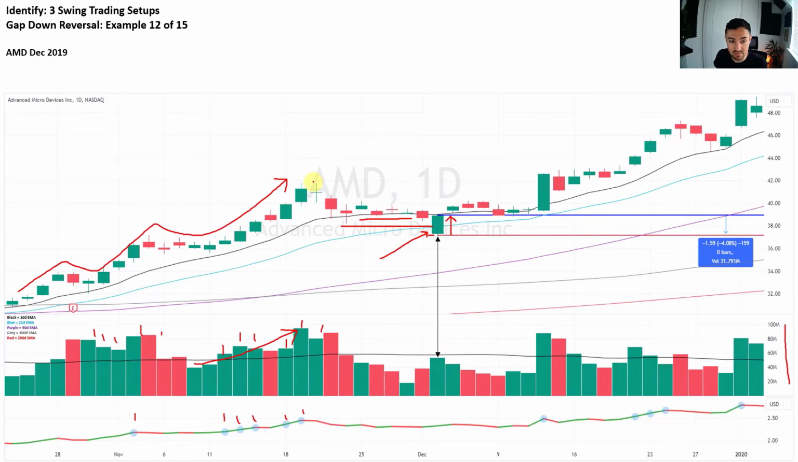It's a pretty significant decline as well. Kind of get a little bit of a damaged trend channel there too. But what do you notice about the volume? Interesting. The pullback is below the 30-bar average, and the gap down reversal bar is also below the 30-bar average.